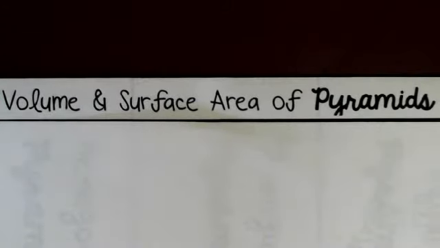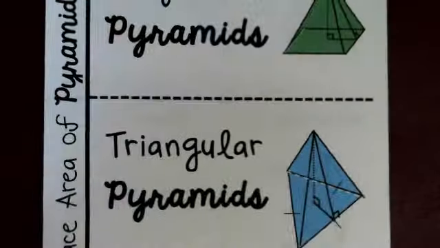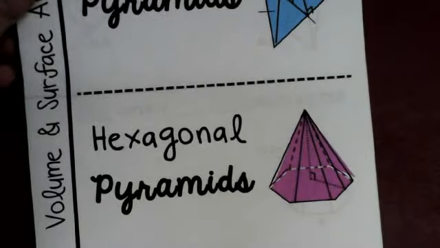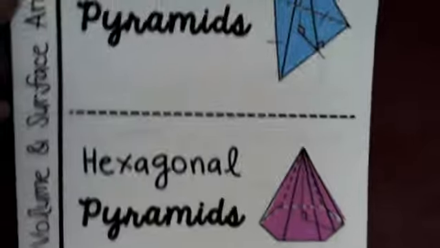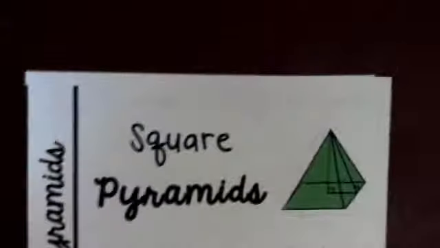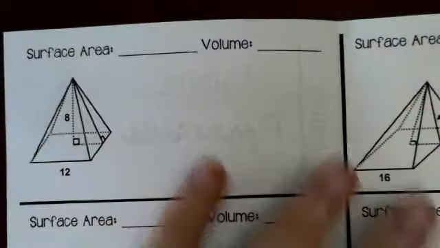Hello. Today we're going to start talking about volume and surface area of pyramids. There are three main types of pyramids that we're going to be dealing with: square pyramids, triangular pyramids, and hexagonal pyramids, all of which we're going to talk about having regular bases. So all these are regular shapes, but today we're just going to talk about our square pyramids.